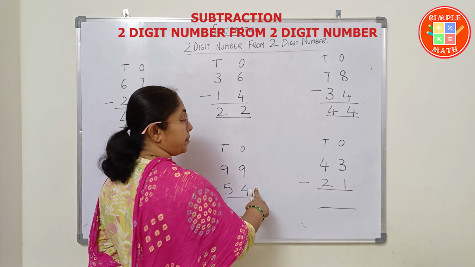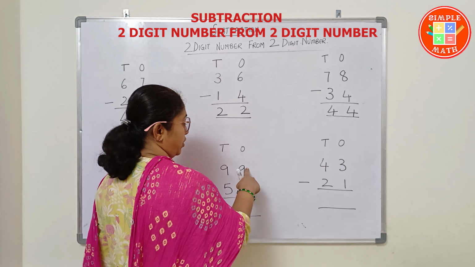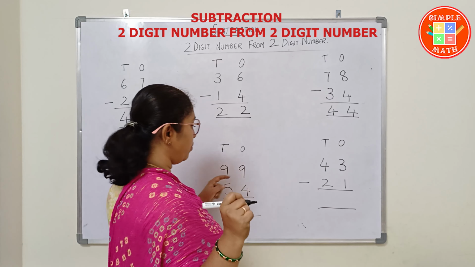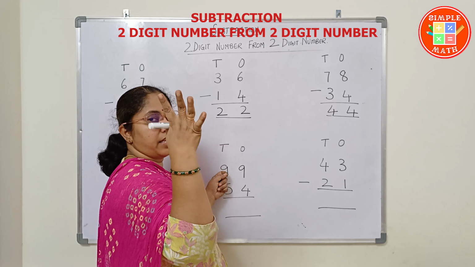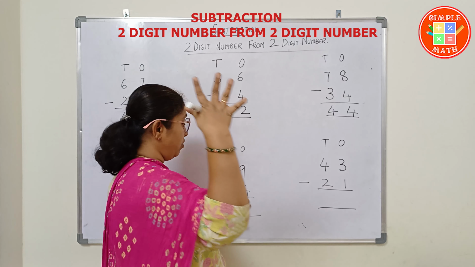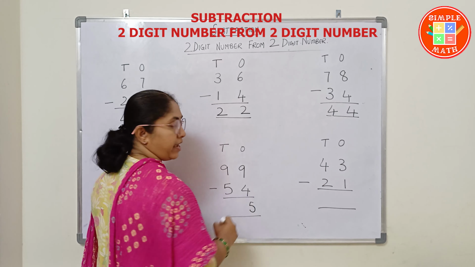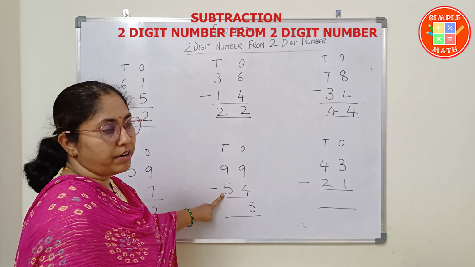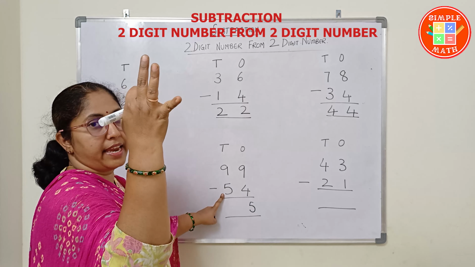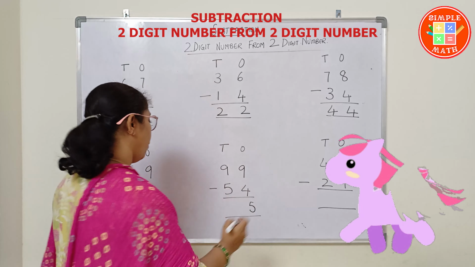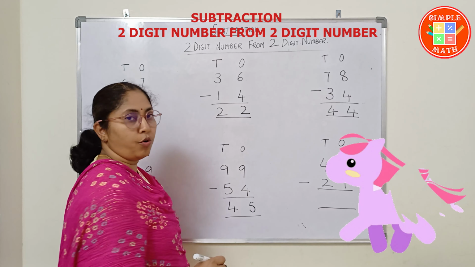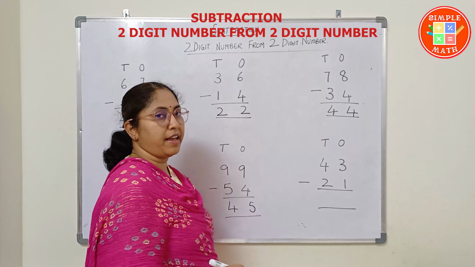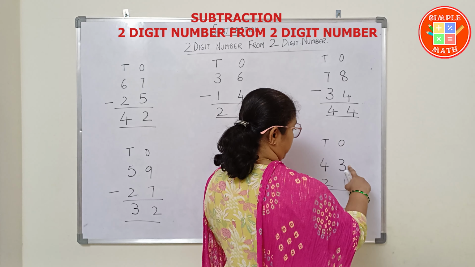Start subtracting from the ones column. So 9 minus 4. Keep 4 in your mind. Count after 4: 5, 6, 7, 8, 9. You got 5 fingers here. So write 5. Next, come to the tens column. Keep 5 in your mind. Count after 5: 6, 7, 8, 9. How many fingers did you get? 4. So let's write 4. Okay? 4, 5, 45.